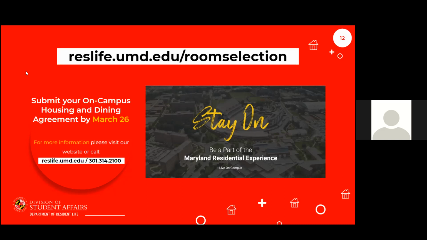Thank you. And so I guess there's a little confusion as far as priority. So do first year students have top priority, or is it seniors have top priority? I can answer that question because it's a little bit complicated.